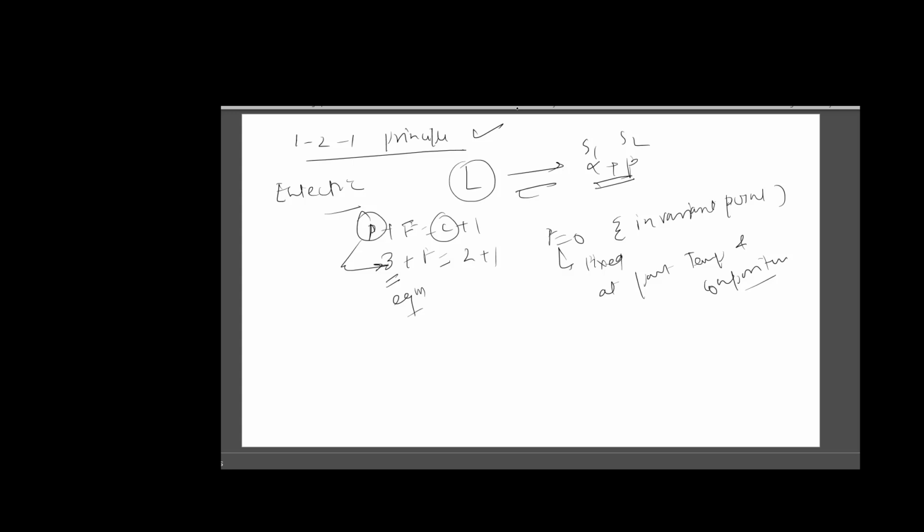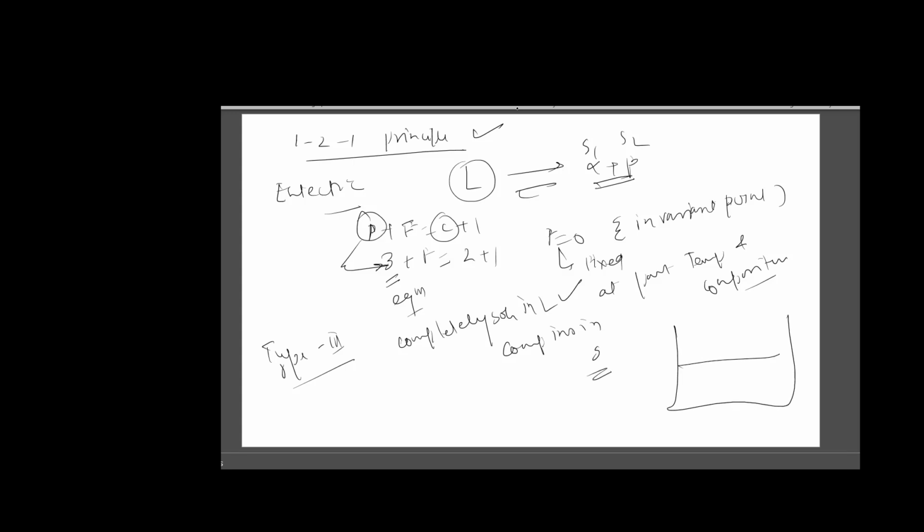Now there are certain questions which are generally asked using the lever rule, and now comes type 3. Not soluble, that are completely soluble in liquid but are completely insoluble in solid. This is A plus B, liquid. This is liquid plus A, this is liquid plus B.